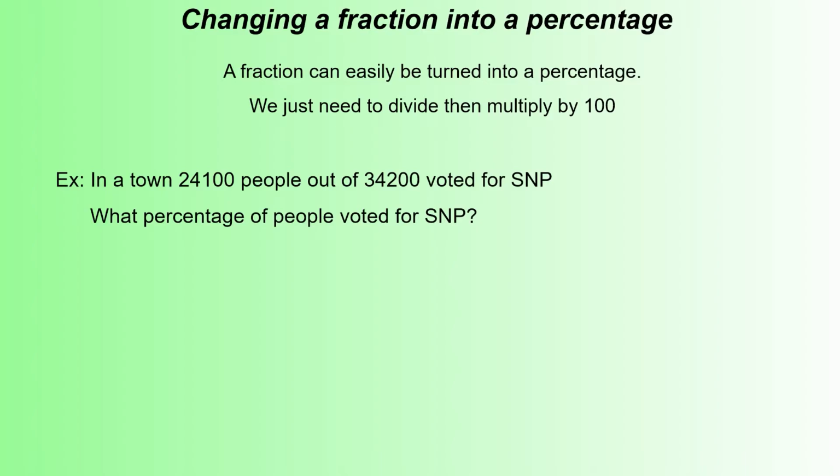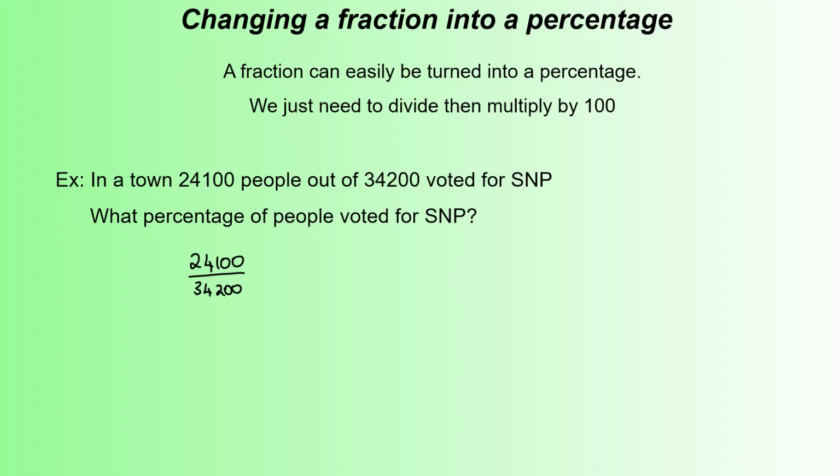So look at the first example. In a town, 24,100 people out of 34,200 voted for SNP. What percentage of people voted for SNP? What we've got to do is express as a fraction how many people out of the total voted for SNP. So the fraction would be 24,100 out of 34,200.